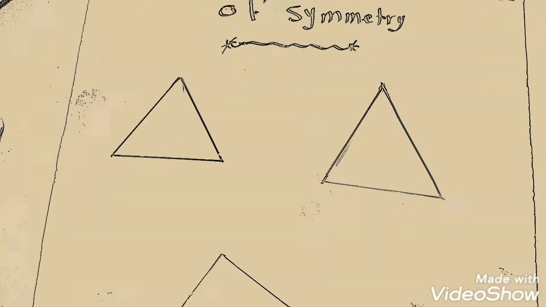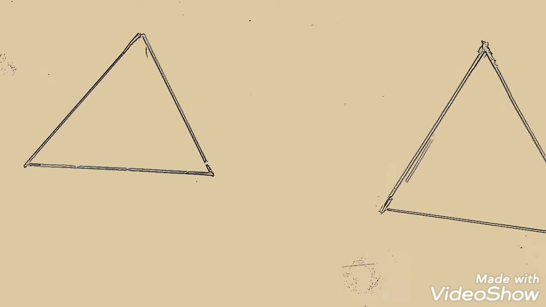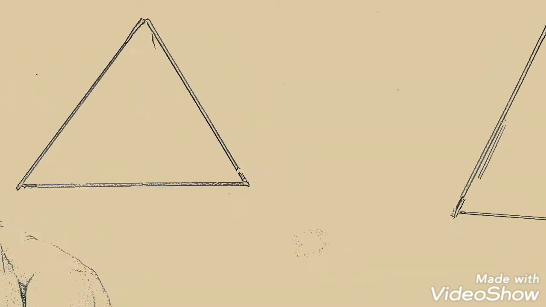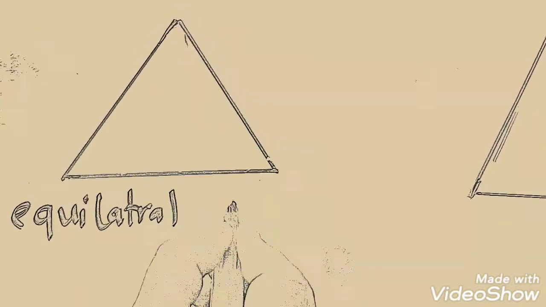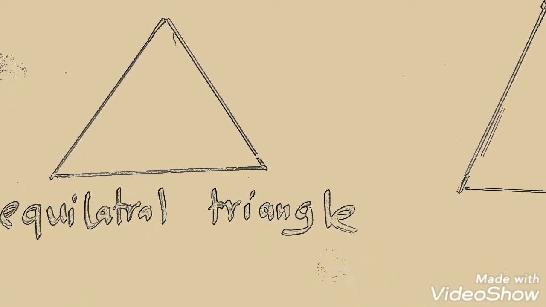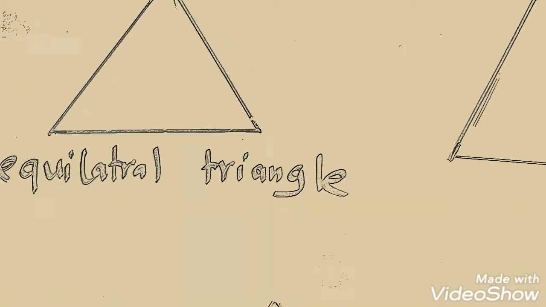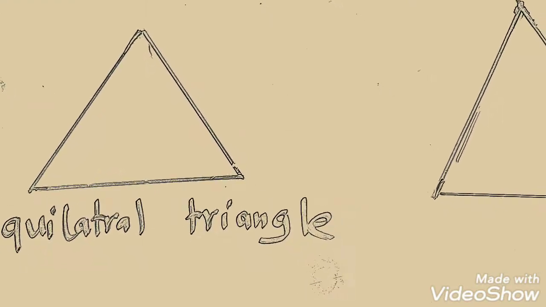Look at the number of lines of symmetry for some geometrical figures. For example, this triangle is called equilateral triangle. Equilateral triangle, all sides are equal. Equilateral triangle has 3 lines of symmetry.